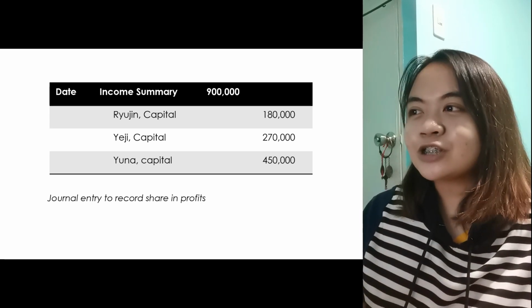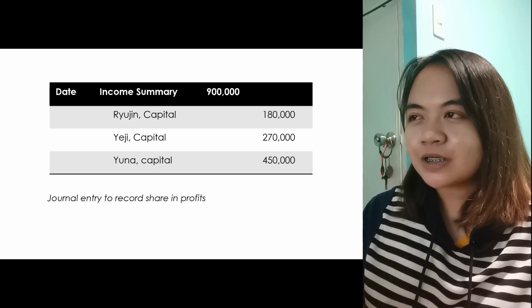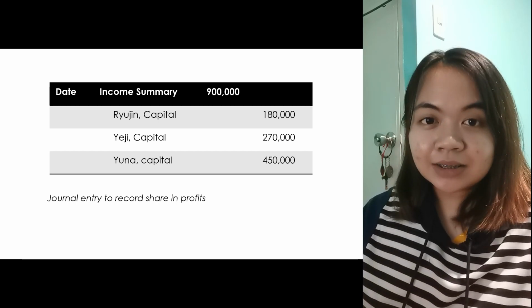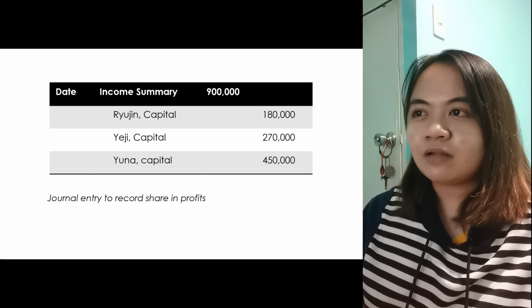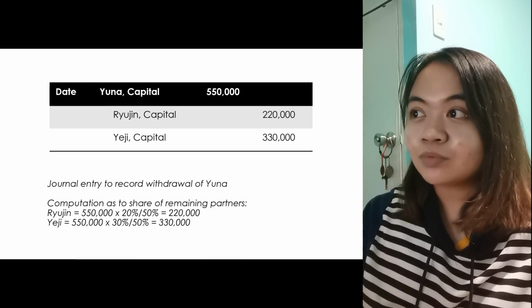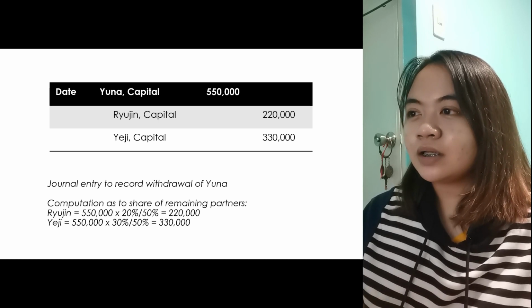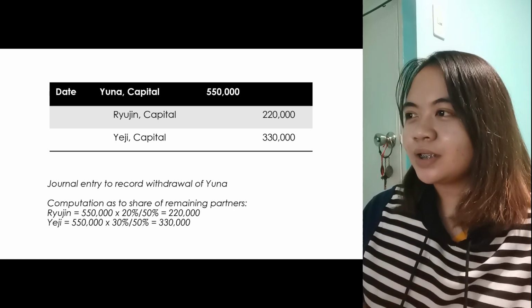So, we have income summary. Ito yung kanina. To record the share in profits. You have income summary, 900,000. Then, credit mo na kay Ryujin, Yeji, and Yuna, 180, 270, and 450. Okay, before Yuna went away. Okay, so yan.